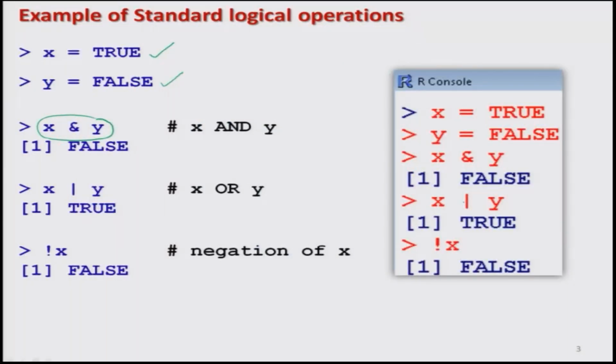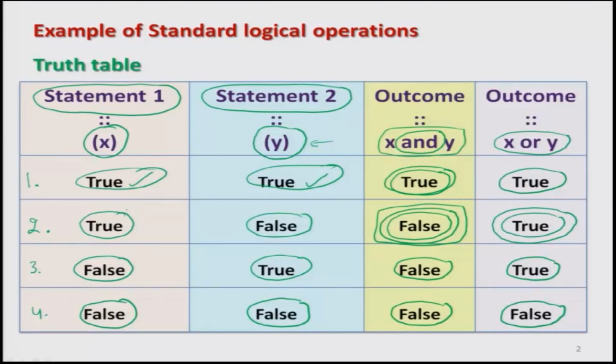So now you can see here the answer is coming out to be false. Similarly, if I try to take the OR operator, which is denoted by this symbol, then X or Y is giving me true. That is again from the same operations as in case number 2, like here, which I am squaring it.